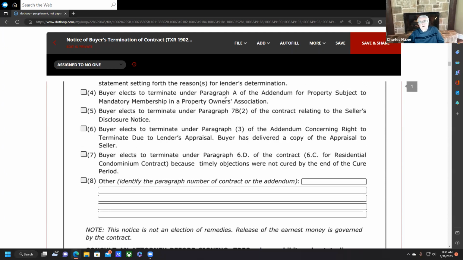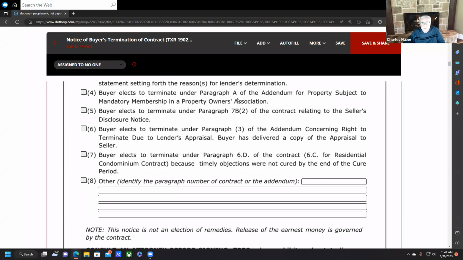Buyer elects to terminate under paragraph A of the addendum for mandatory membership in a property owners association. I have only seen this used once because you're usually about 18 to 20 days into the contract process, and because of that, the buyers have agreed that they're going to move forward. I have seen where a spouse and a spouse did not agree on the house, and one spouse won and the other one lost.